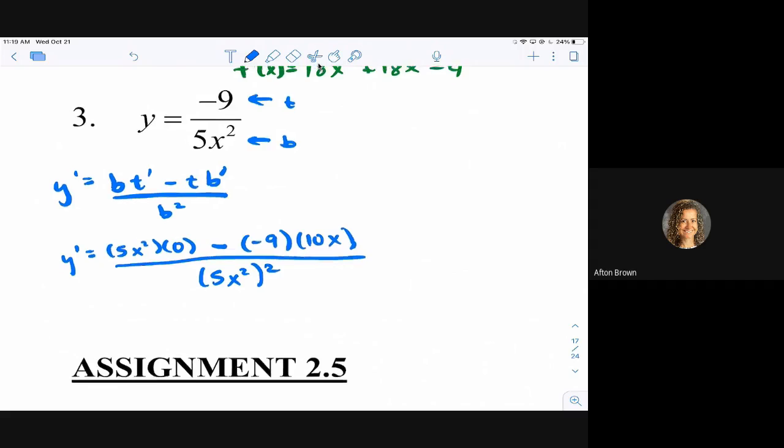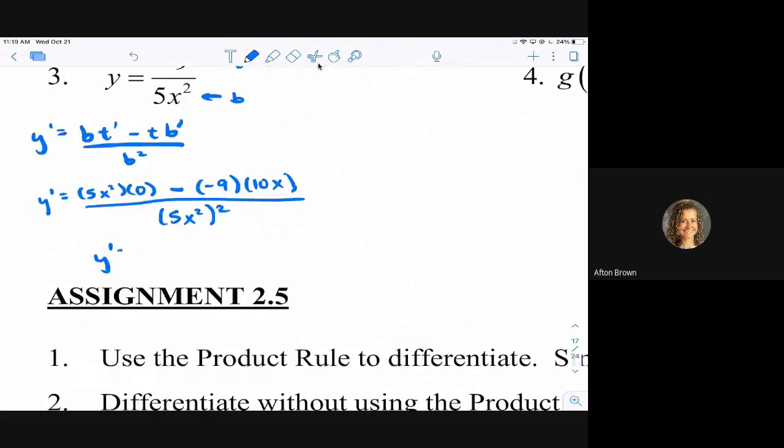Okay, let's simplify the numerator. So for y prime, this is 0. So in the numerator, I have a negative 90x. All right, that's that. I've got a negative 90x. The bottom, because it is a single term, I would square it. If you guys are okay, I'm saying it's 25x to the 4th.